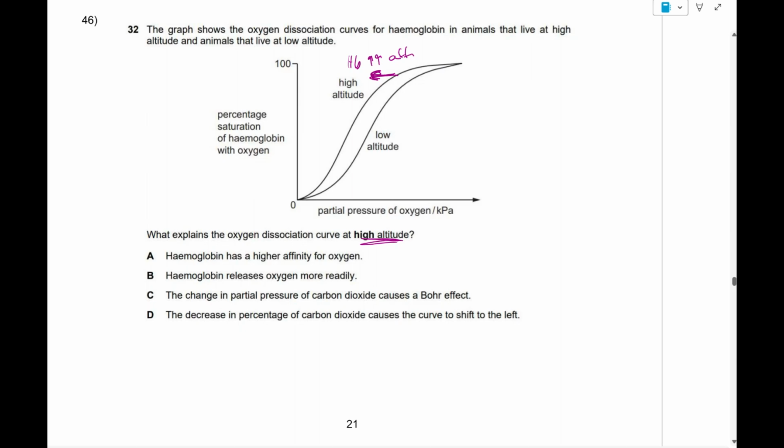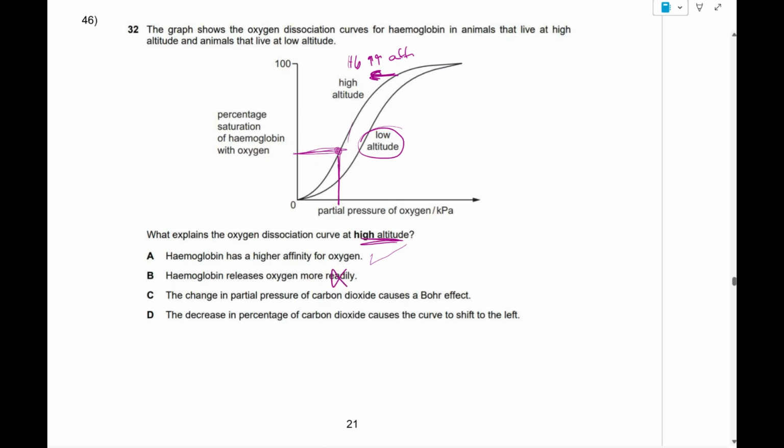Therefore, this means that at high altitude, hemoglobin has a higher affinity for oxygen. Now, let's see the suggestions that we have here. For A, hemoglobin has a higher affinity to oxygen. Yes, this is correct at high altitude because I just said, because the curve shifted to the left, this means that a lower partial pressure is needed to get saturated at the same percentage as compared to low altitude. Therefore, this is correct.